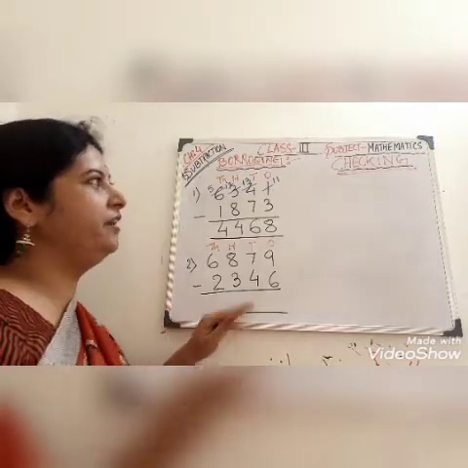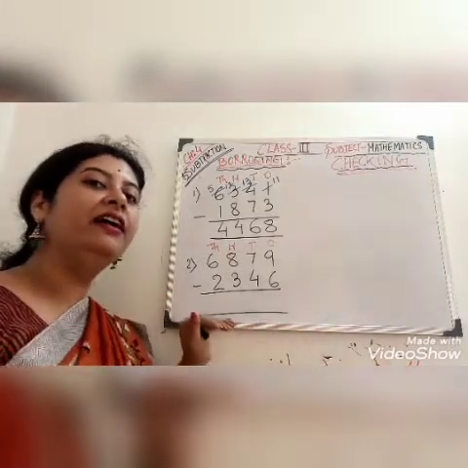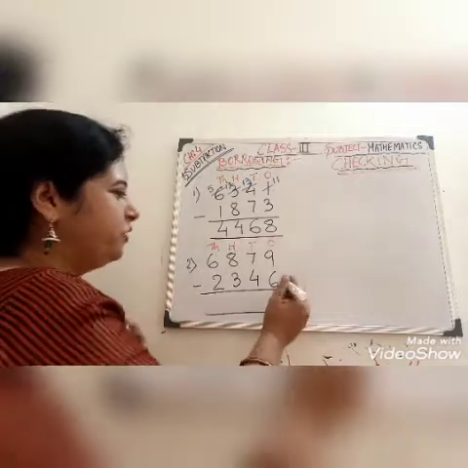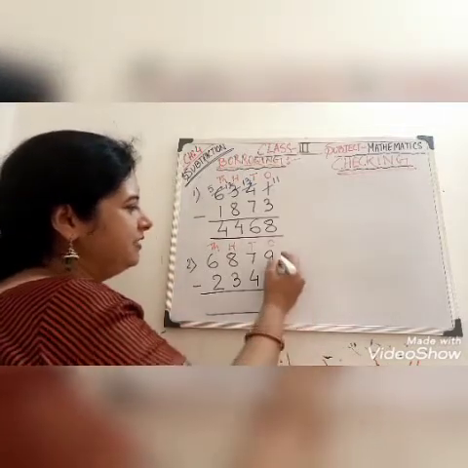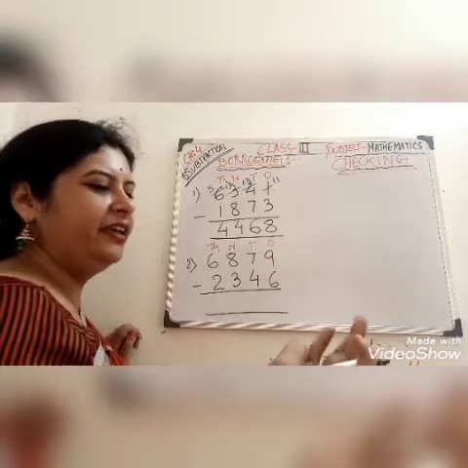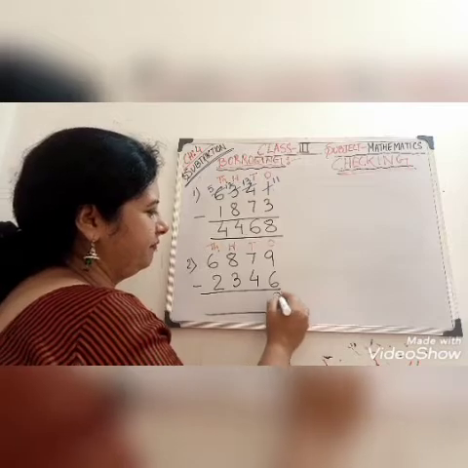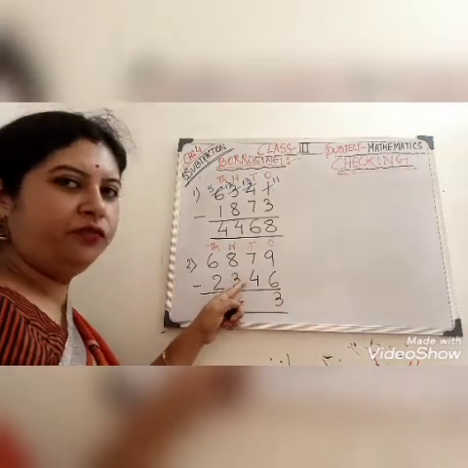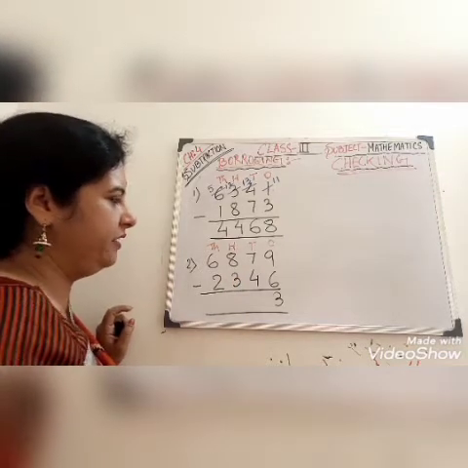In this question, we are checking whether our answer is correct or not. Okay. So, what will we do? First, subtract this number. 6, after 6, 7, 8, 9. Next, subtract 4 from 7. After 4, 5, 6, 7.